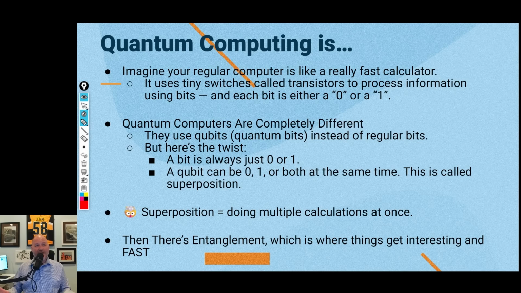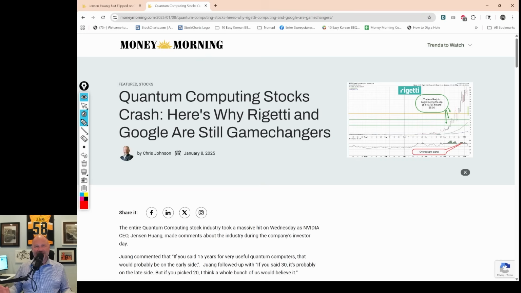And if you look at what happened over the last year, it's really interesting. Back in January, we saw Jensen Huang come out and say, hey, we're a good 10 to 15 years away from being able to have quantum computers that are going to be applicable to get out there and do things in the industry. And that's when this starts to happen.